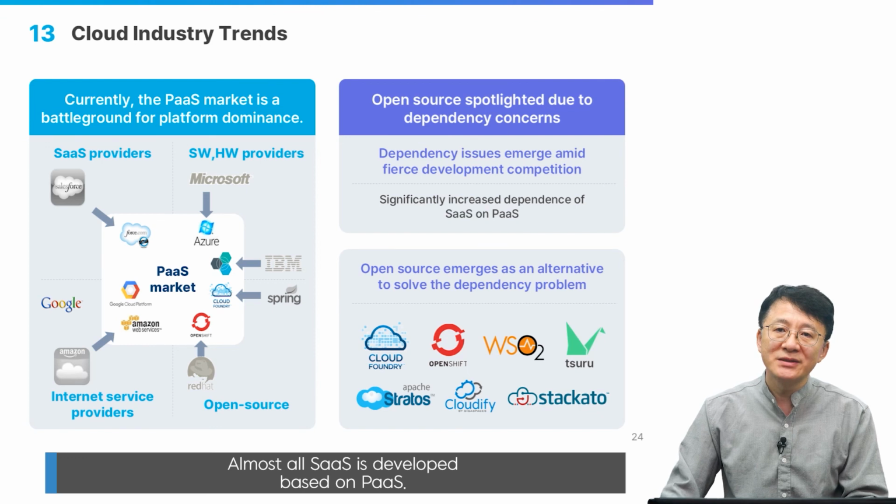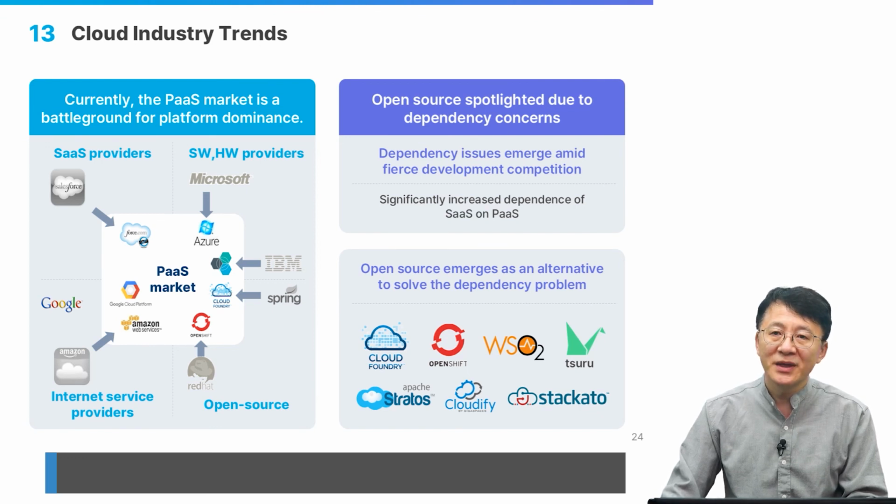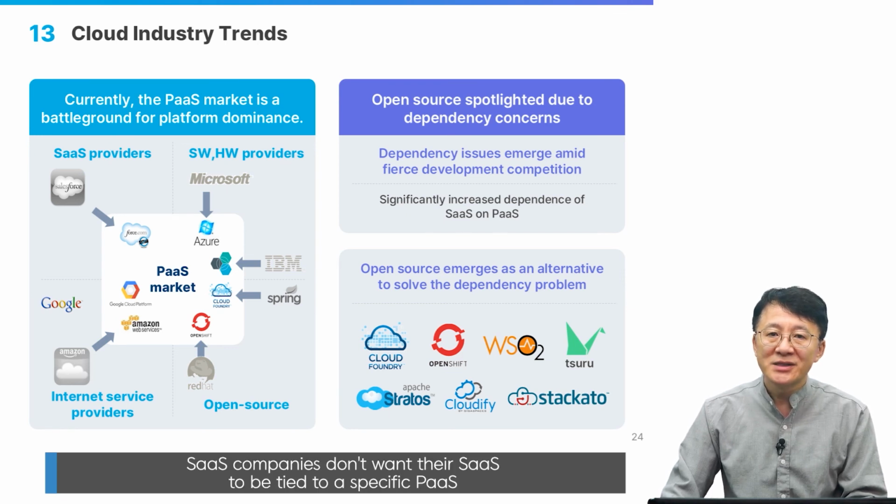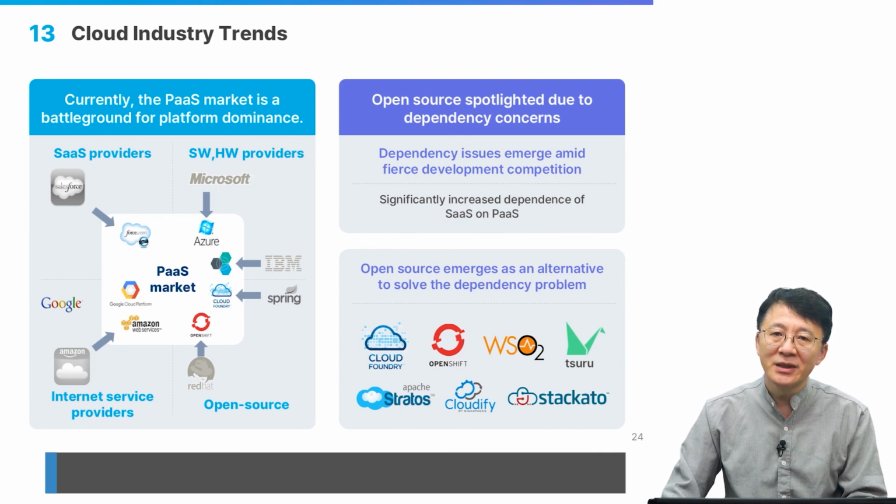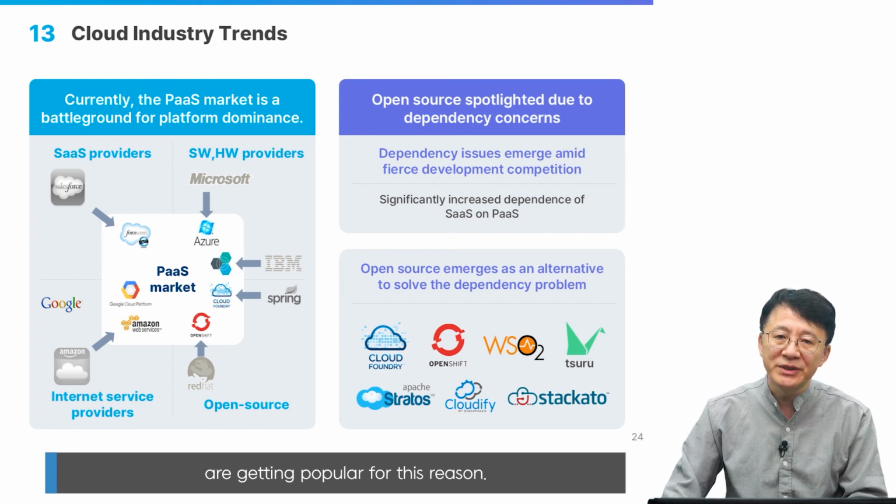Almost all SaaS is developed based on PaaS. Therefore, developed SaaS depends on the PaaS on which the SaaS is developed. SaaS companies don't want their SaaS to be tied to a specific PaaS because a SaaS company does not want to limit its customers. Therefore, a SaaS company tends to prefer PaaS developed by open source. Open source-based PaaS such as Cloud Foundry and OpenShift are getting popular for this reason.